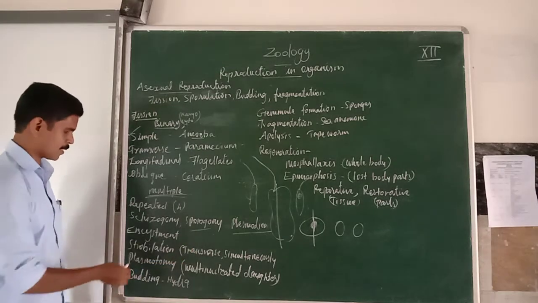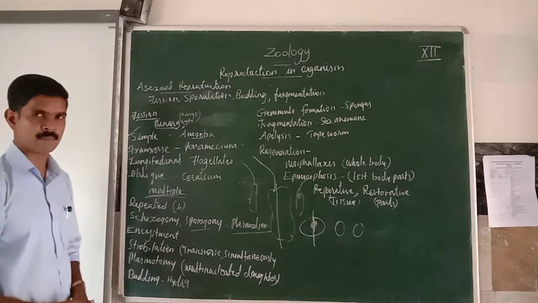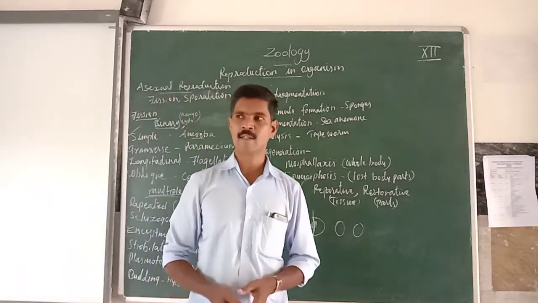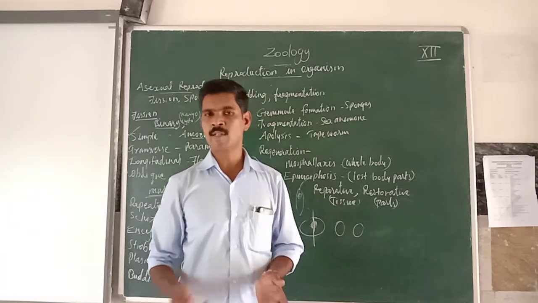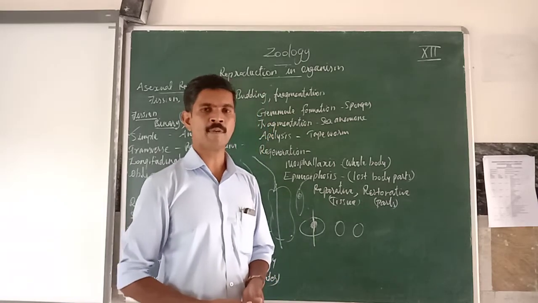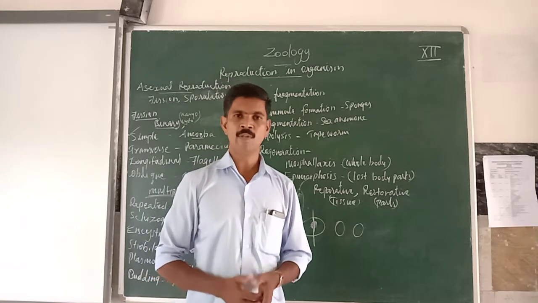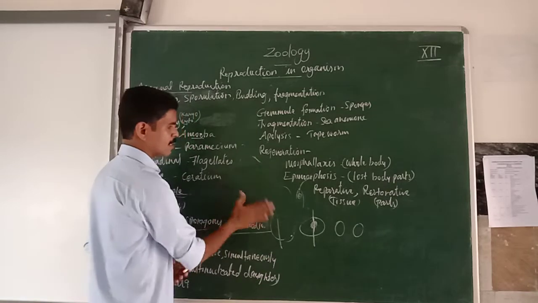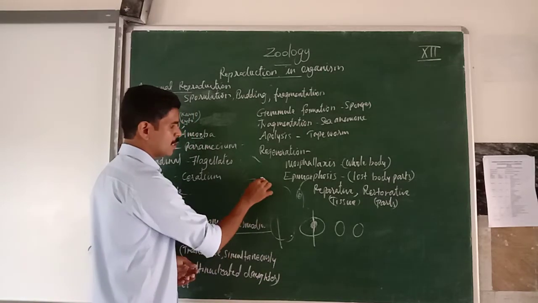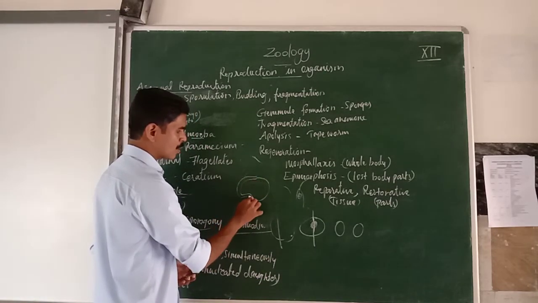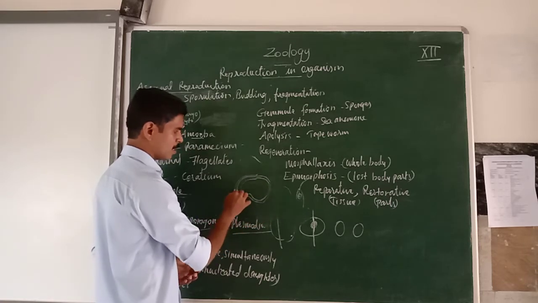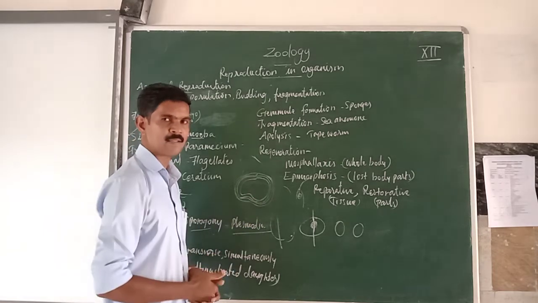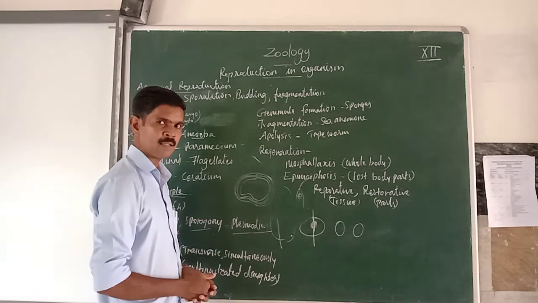Then the next 2-mark question, encystment. During unfavorable conditions, such as shortage of food, extreme temperature or overflow, these are examples of unfavorable conditions. During these conditions, single-celled organisms like amoeba produce a 3-layered outer covering around themselves. The body of the amoeba is covered by 3 chitinous layers.